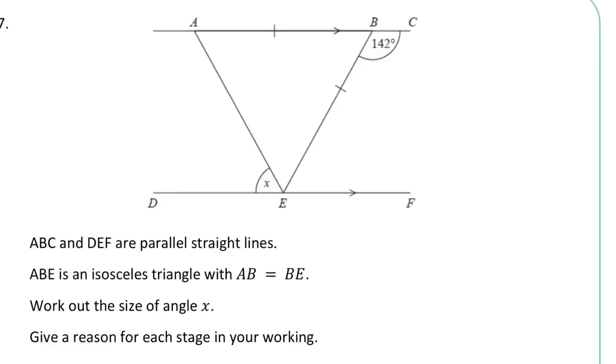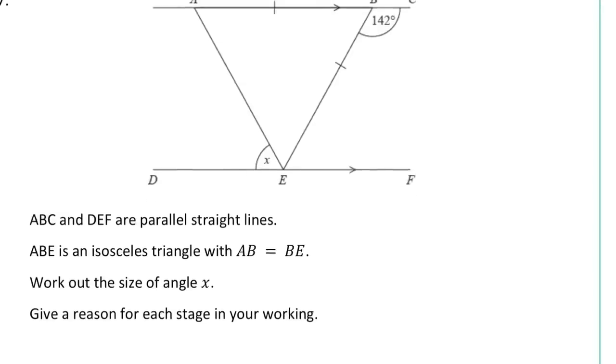Question 17, we have some angles within parallel lines. So it says here A, B, C and D, E, F are parallel straight lines. ABE is an isosceles triangle. Don't know why they've told us that, because we can see it's an isosceles triangle because we've got these two lines on here, but there we go. They like to tell you everything that's on the diagram.